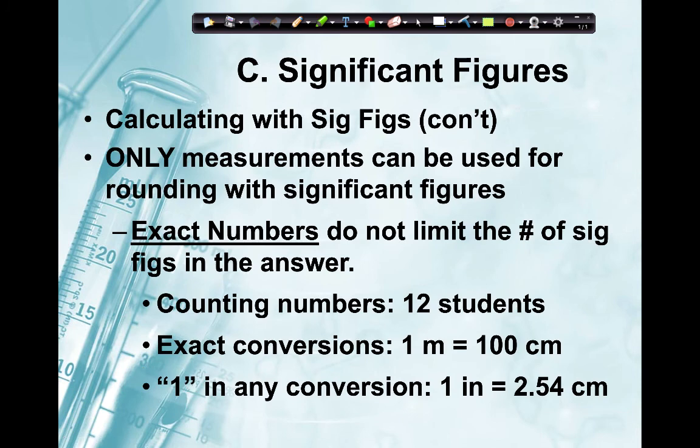Okay, so when you calculate with significant figures, measurements are the only thing that can be used for rounding. So in your calculation, if you use an exact number, you don't worry about that. Like if I say I have 12 students and I'm somehow using that in my calculation, I don't care about that. That's not a measurement. A conversion factor would be like 1 meter is equal to 100 centimeters. This has no bearing when I round because it's an exact number. It's not a measurement.